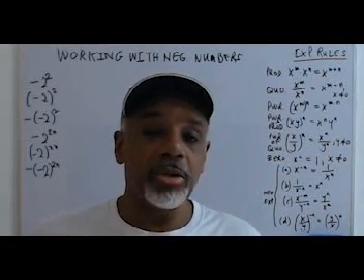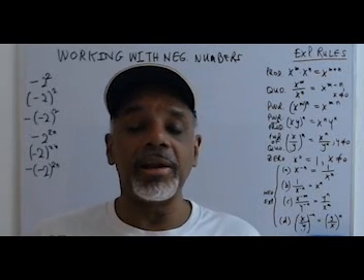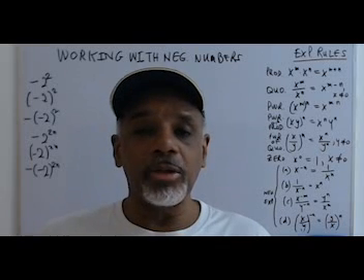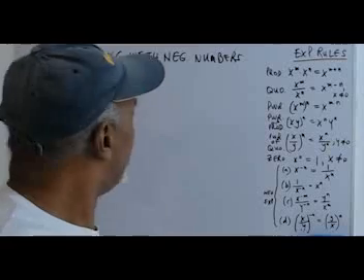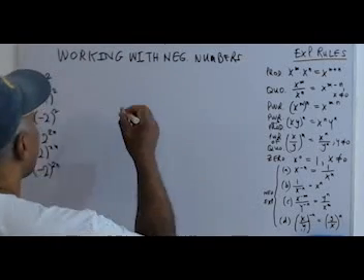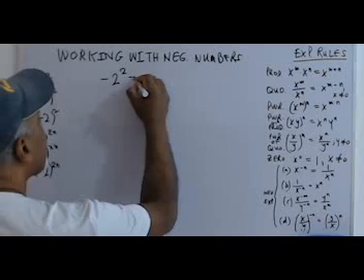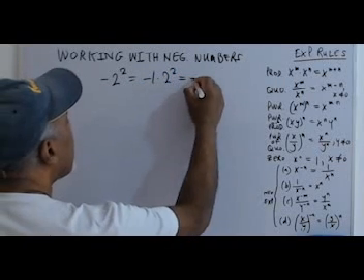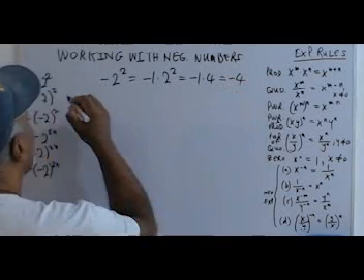In the last video, even and odd exponents, we looked at the effect of even and odd exponents on the negative number unit. In this one, I'd like to look at the effects on negative numbers more generally. So we have here negative 2 squared. We can rewrite this as negative 1 times 2 squared, which is just negative 1 times 4, or negative 4.